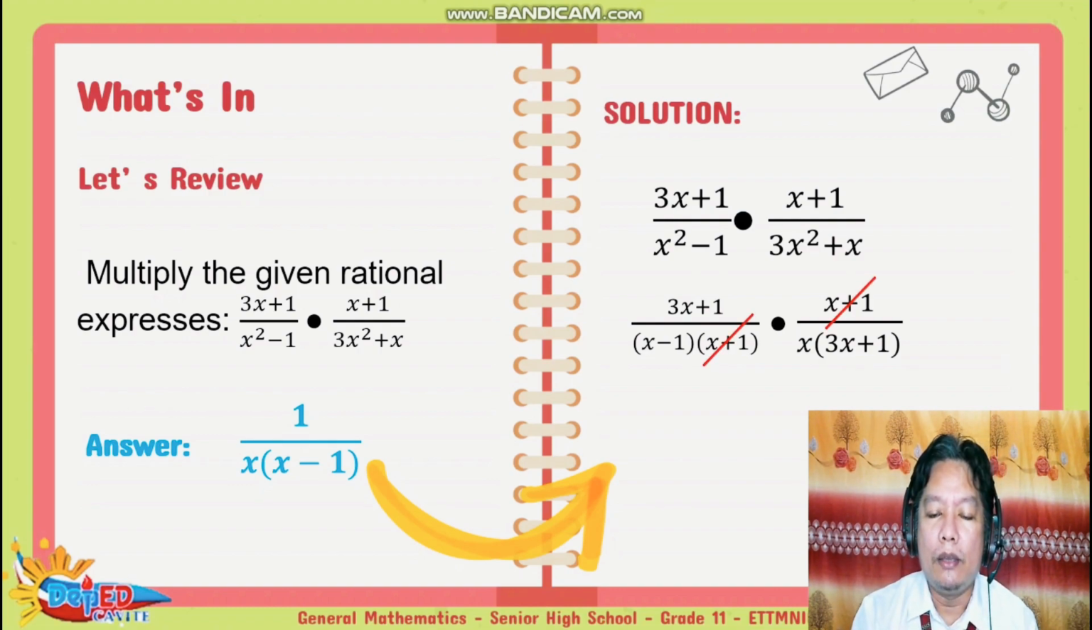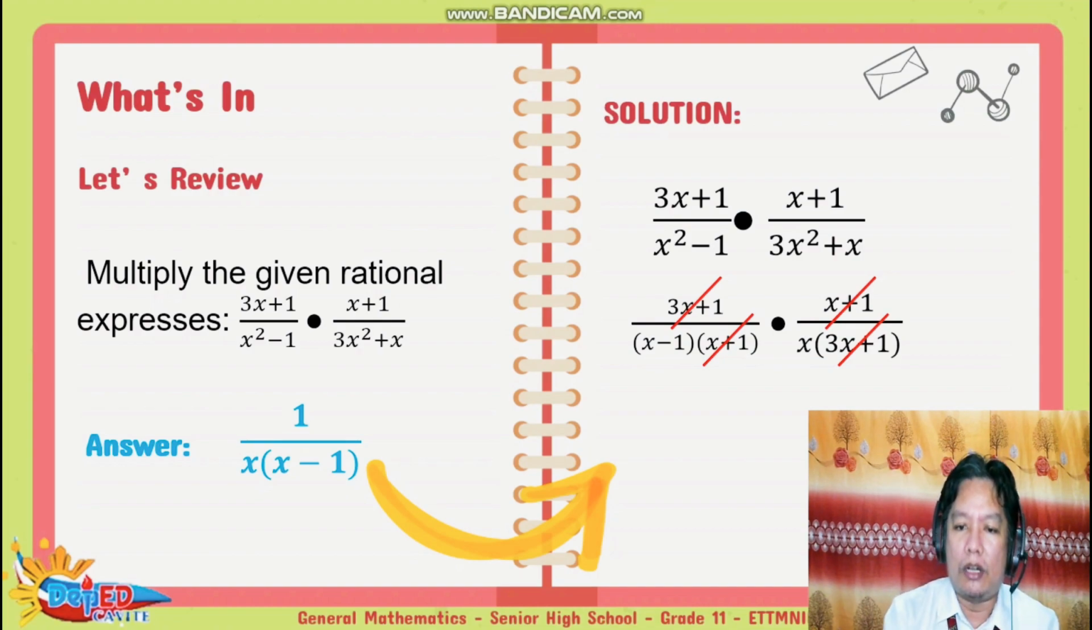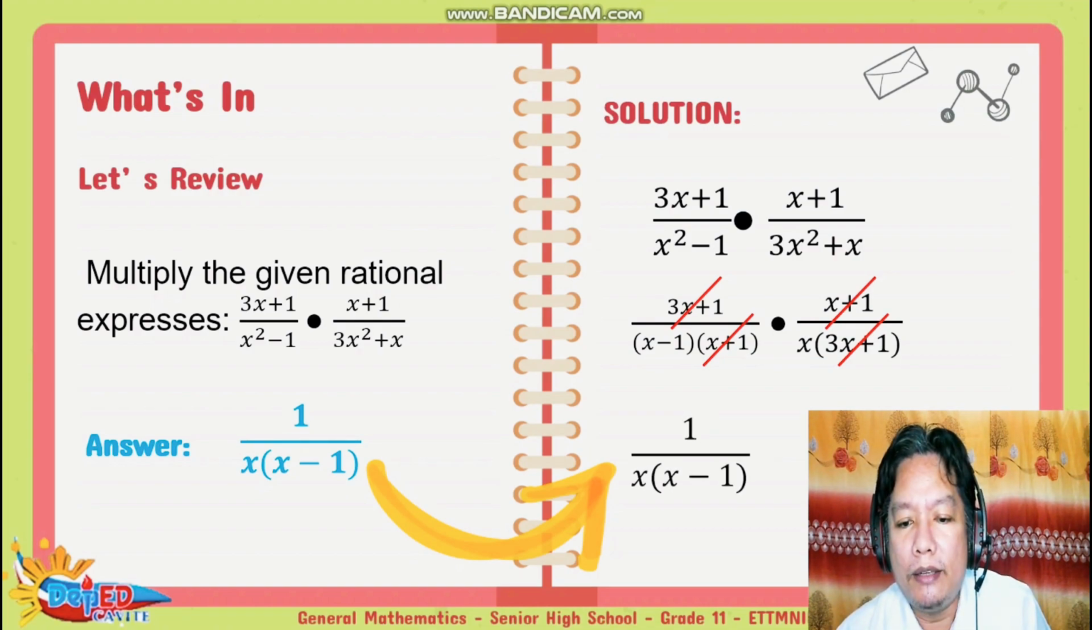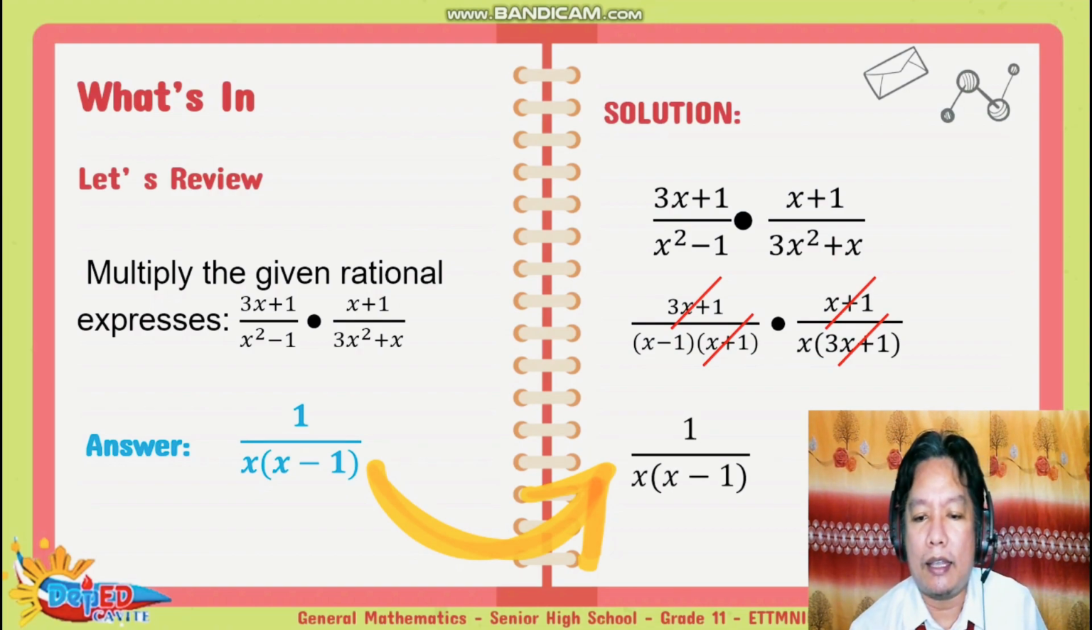After that, we need to cancel x plus 1 in the denominator of the first fraction and x plus 1 in the numerator of the second fraction. What else? 3x plus 1 in the numerator and 3x plus 1 in the denominator. So what is left is 1 over x times x minus 1. And that is the answer.